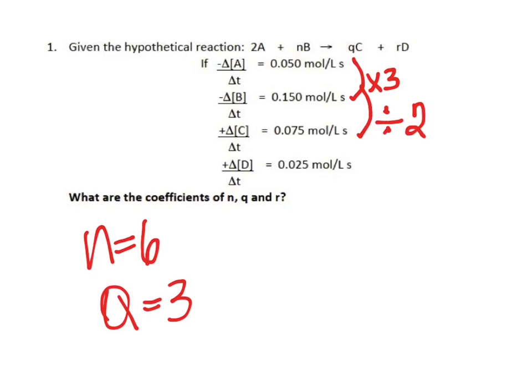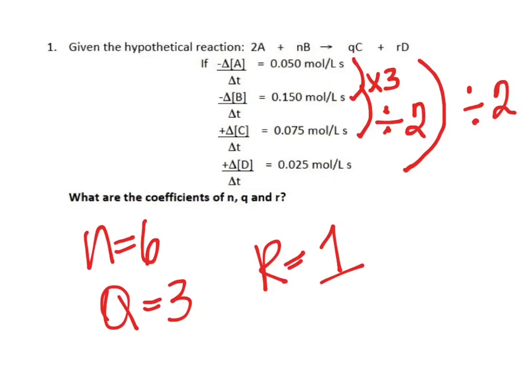And then what if we go from A to D? What happens from A to D? It's divided by 2. So 2 divided by 2 means that r has to be what number? Has to be 1. I was just comparing it to make my math easy.